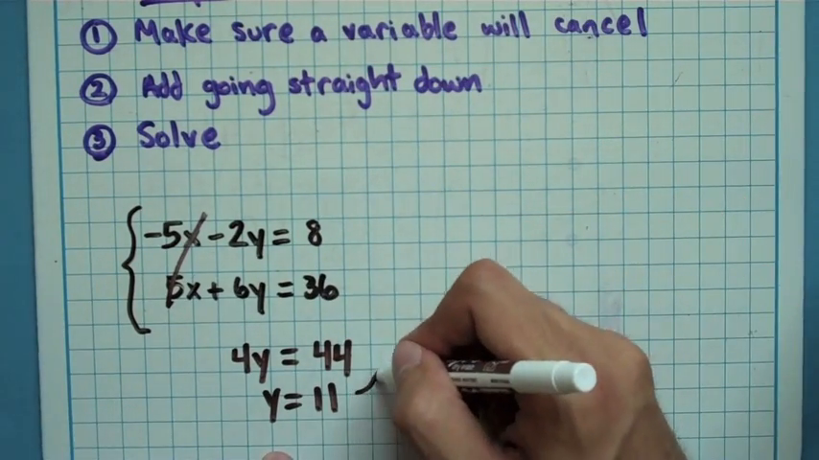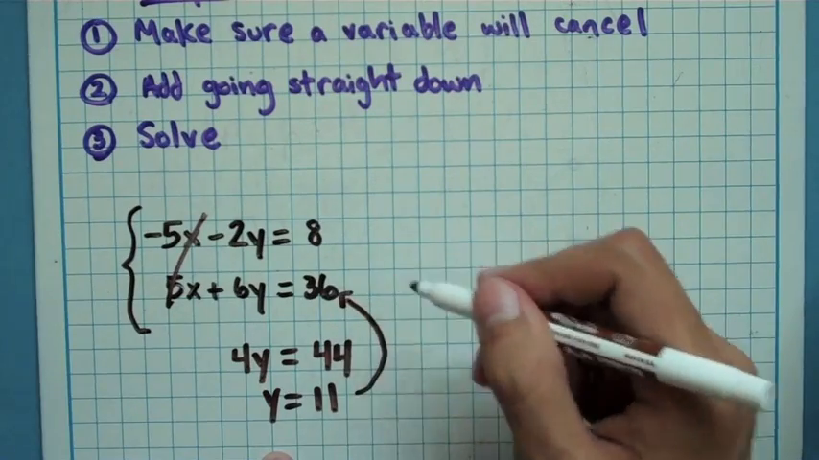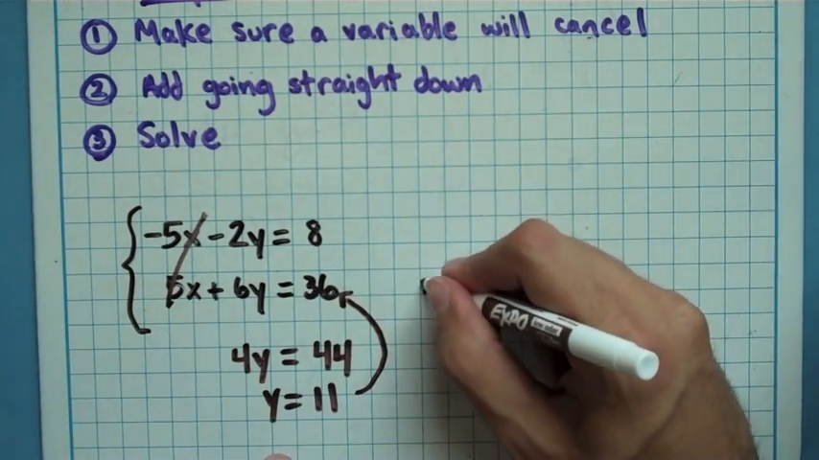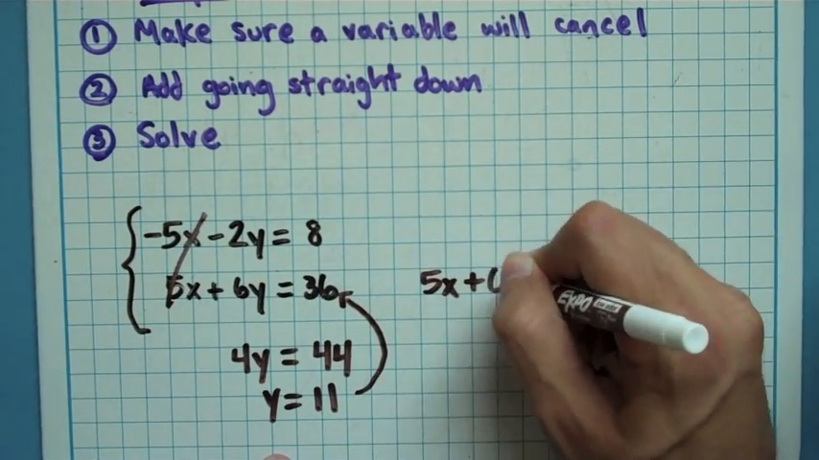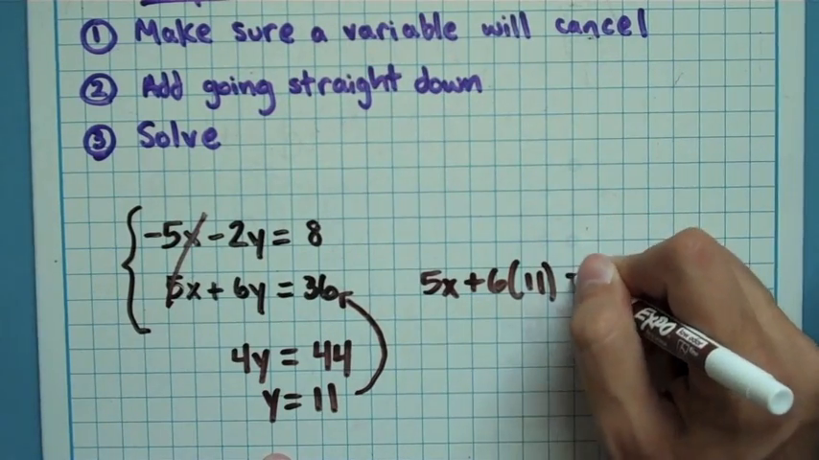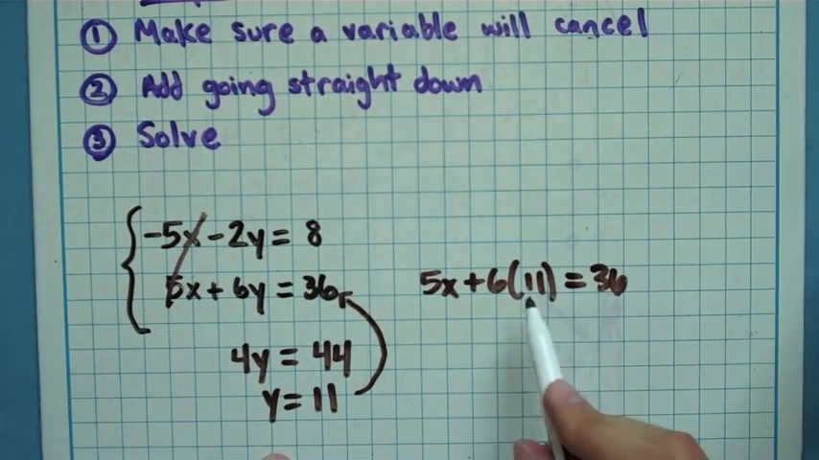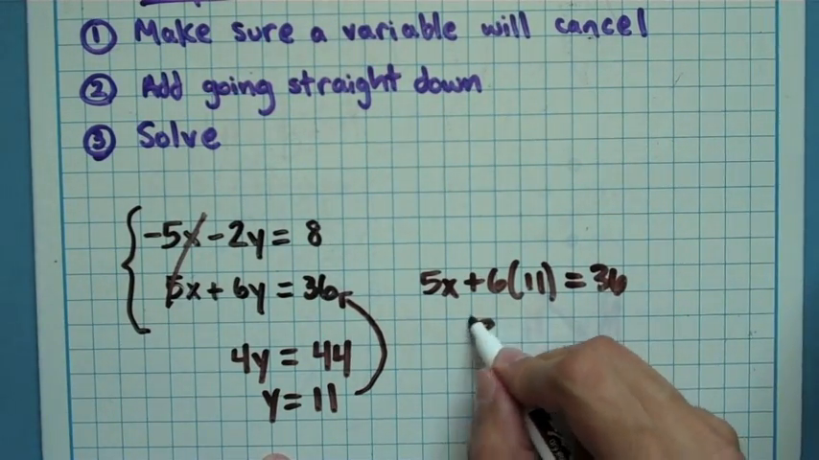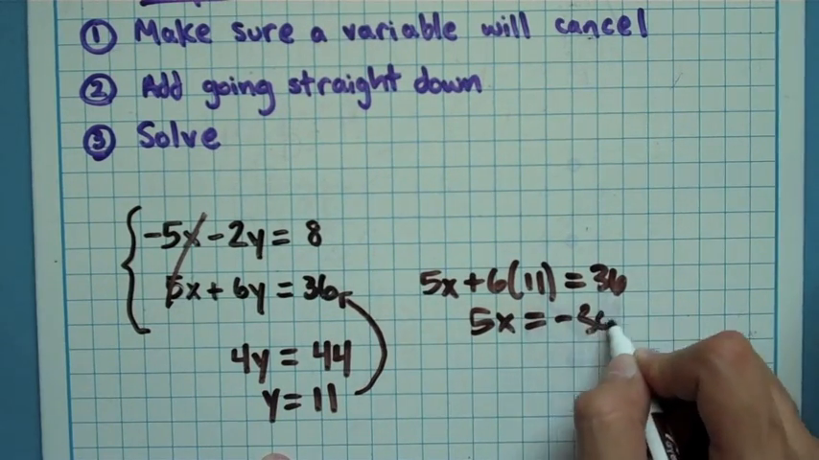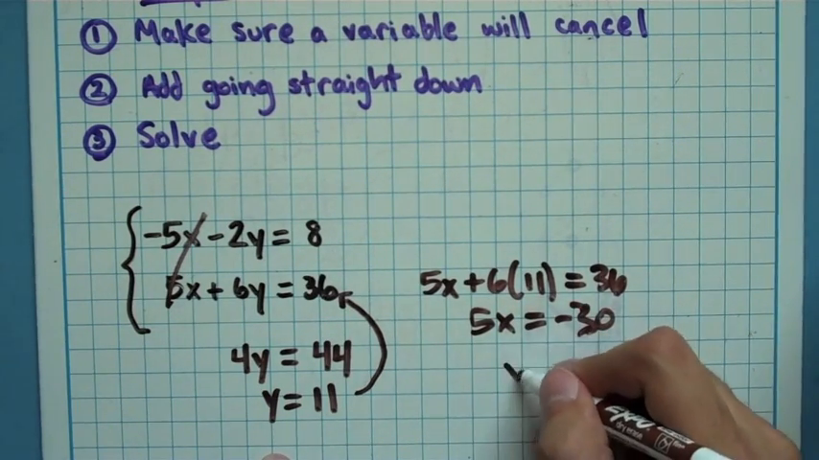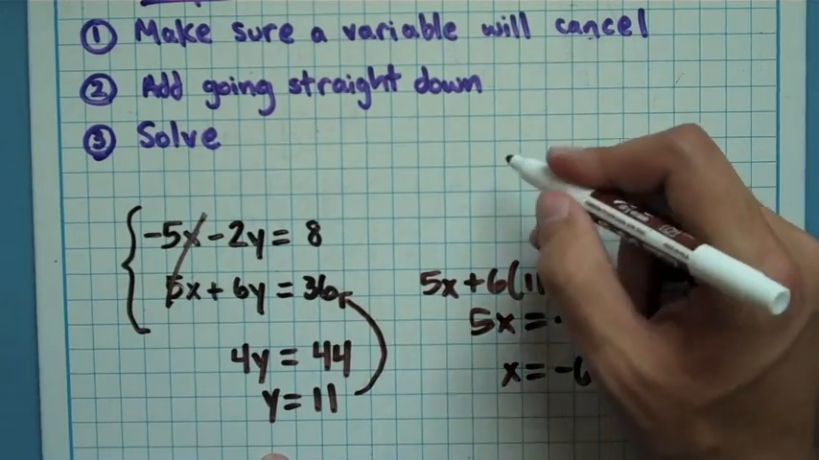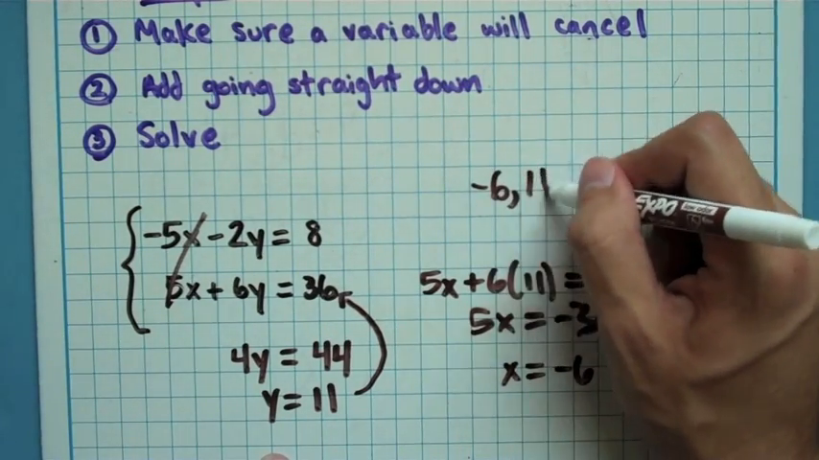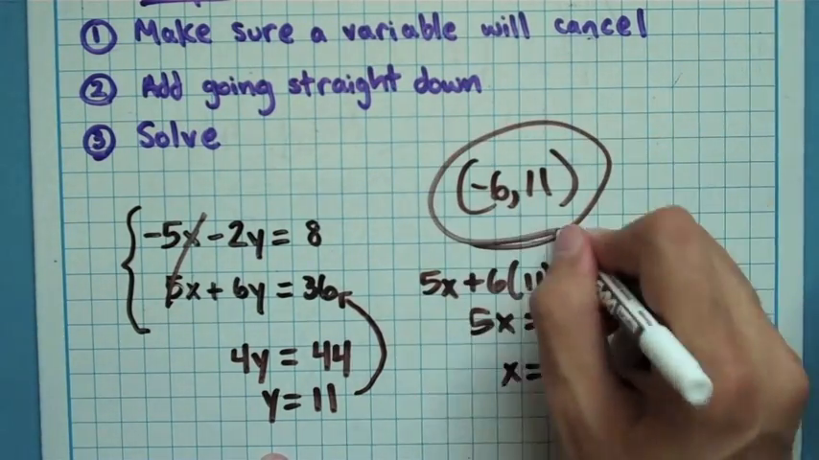I'll plug it in the bottom equation this time. There's no negative signs there, so it might be a little bit easier, but it doesn't matter. I get 5x plus 6 times 11 equals 36. That's going to be a 66. So when you subtract that, you get 5x equals negative 30. And if you solve that, you get x equals negative 6. So my answer to this problem is negative 6, 11.